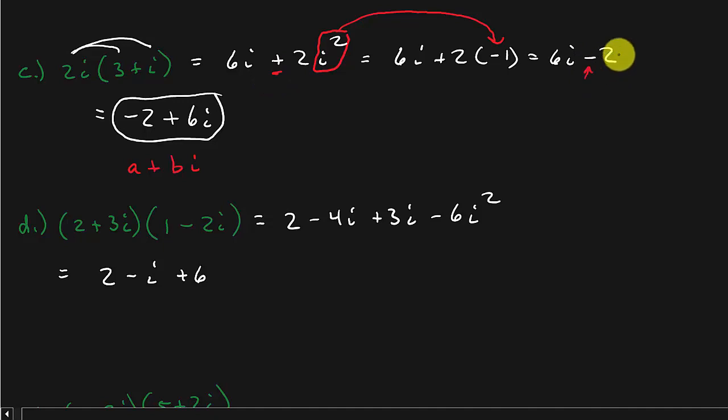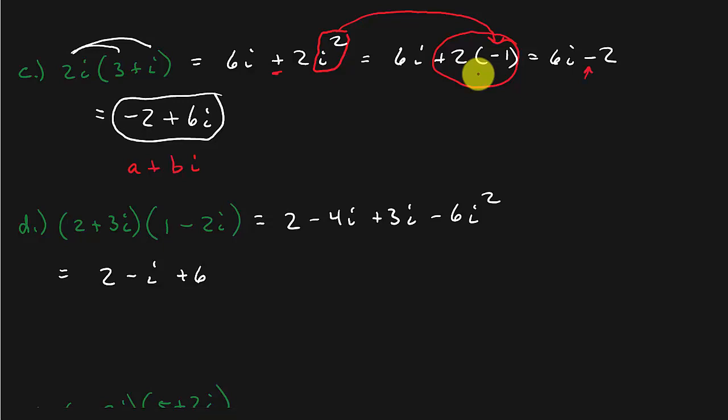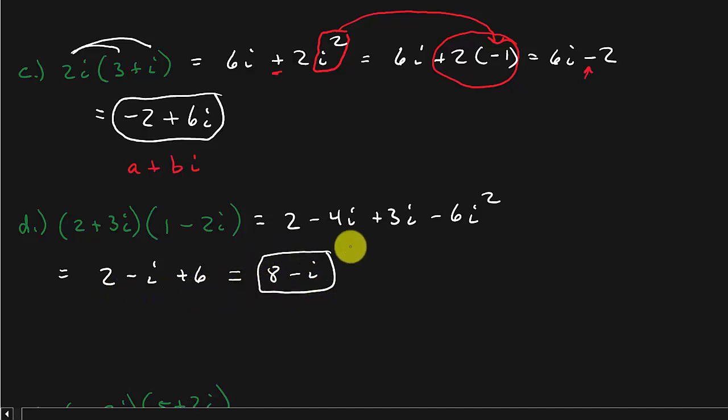And the i squared's gone. All I did is I did this part right here in my head. Now, if you need to write this step in, go ahead and write the step in every time, okay? But what this is doing is it's saving you a step. So remember, i squared is negative 1, right? So negative 1 times negative 6 is positive 6. That's where that positive 6 comes from. And then I just combine like terms. So 2 plus 6 is 8 minus i. And there's your answer.